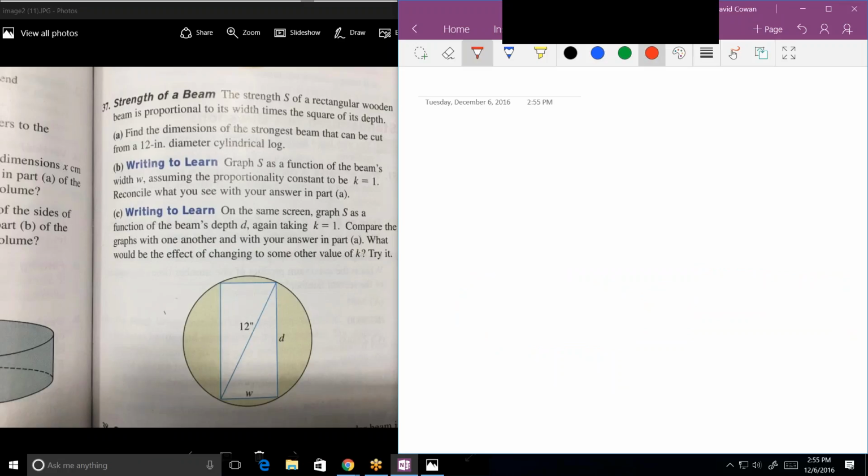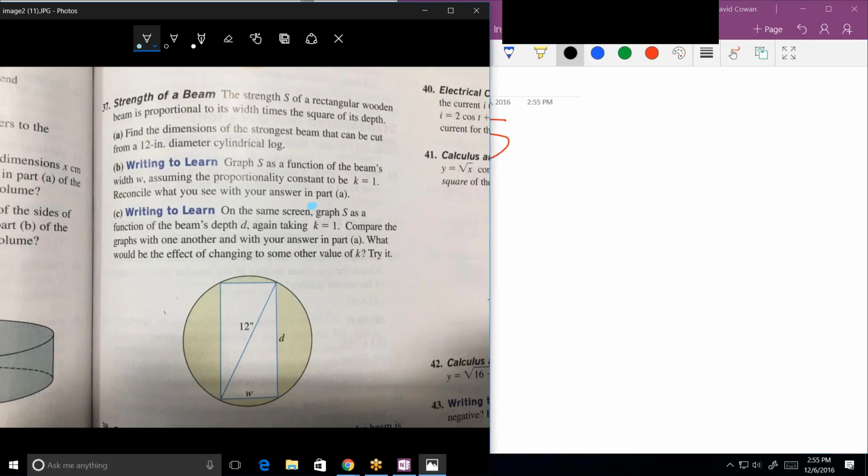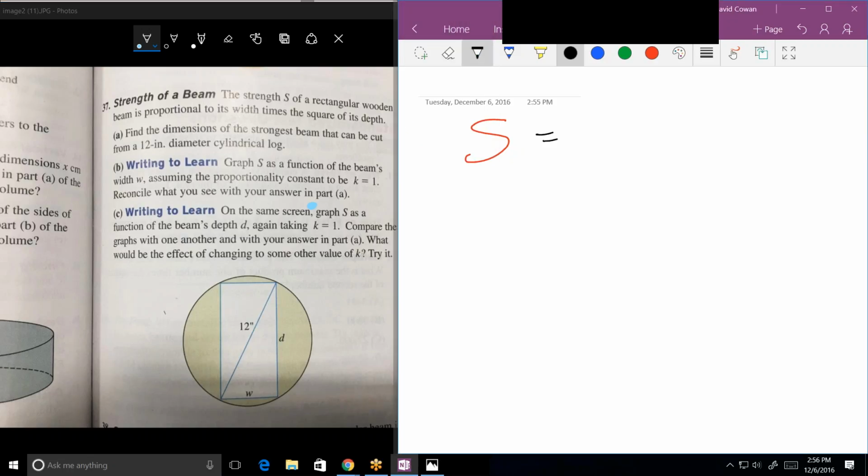What's the general formula for the strength, according to their first sentence? S equals W D squared, because it's proportional to the width times the square of its depth. So that's width times the square of its depth. And actually, when it says it's proportional, there's some k there also. That k will go away as we do the problem, I believe.